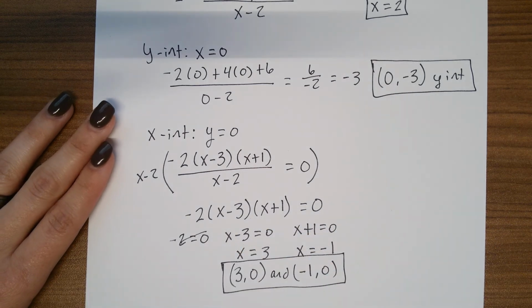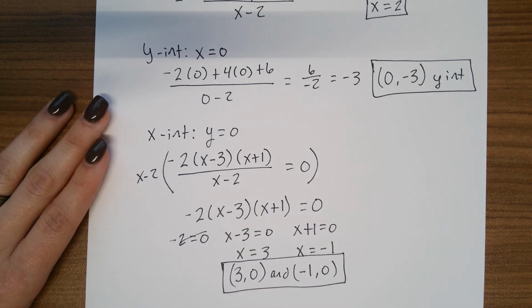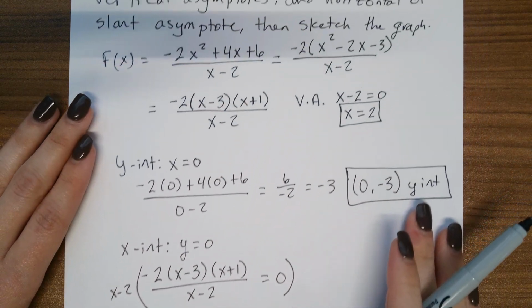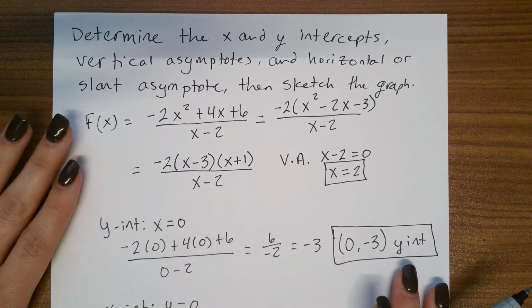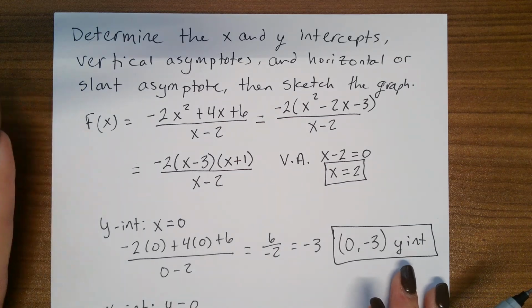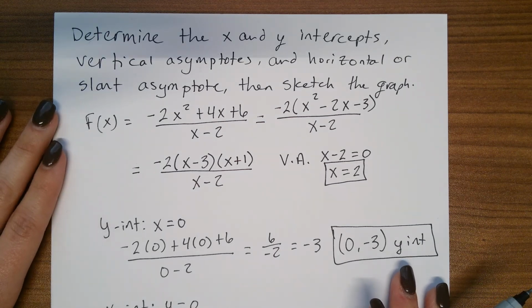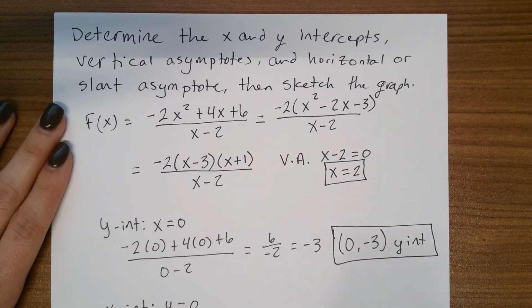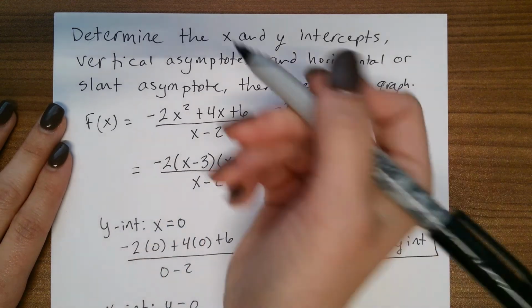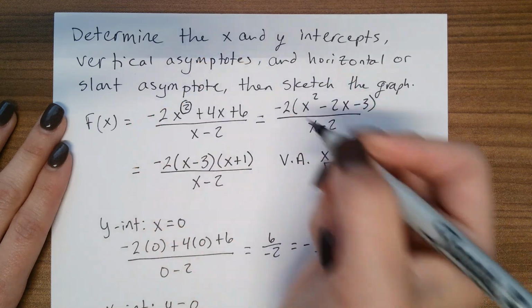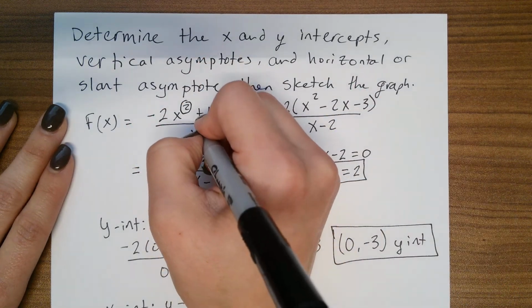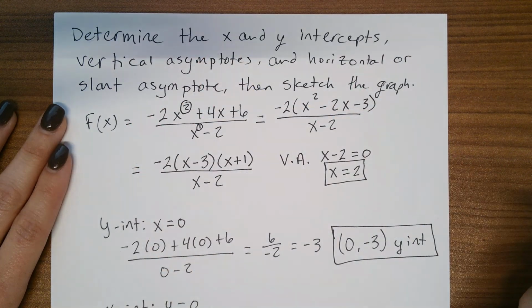So what do we have? We found the vertical asymptote, we found the y-intercept, the x-intercepts, and now I need to figure out, does this function have a horizontal asymptote or a slant asymptote? So remember, with the horizontal or the slant asymptotes, we're looking at the highest exponents. In the numerator, my highest exponent is a 2, and in the denominator, my highest exponent is a 1. Anytime the numerator has a higher exponent than the denominator, we automatically know that we have a slant asymptote.